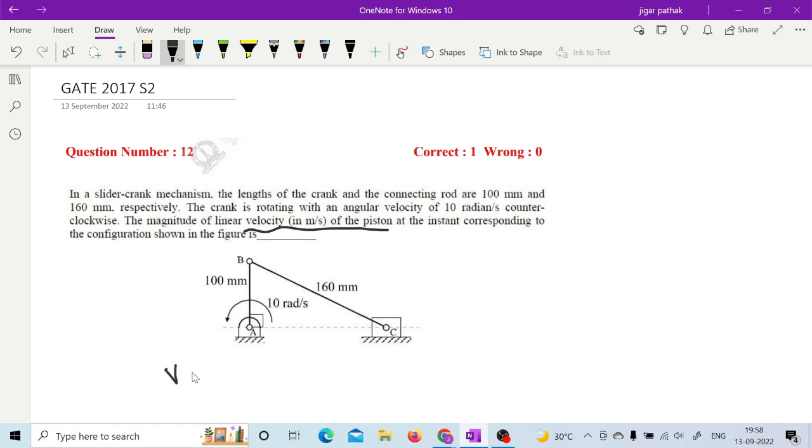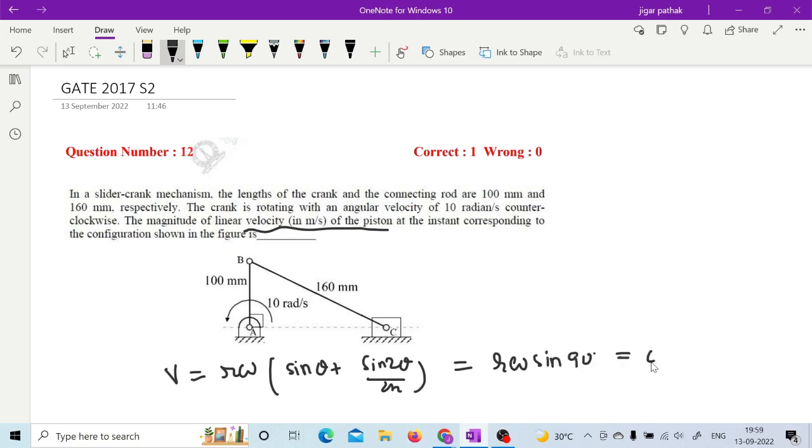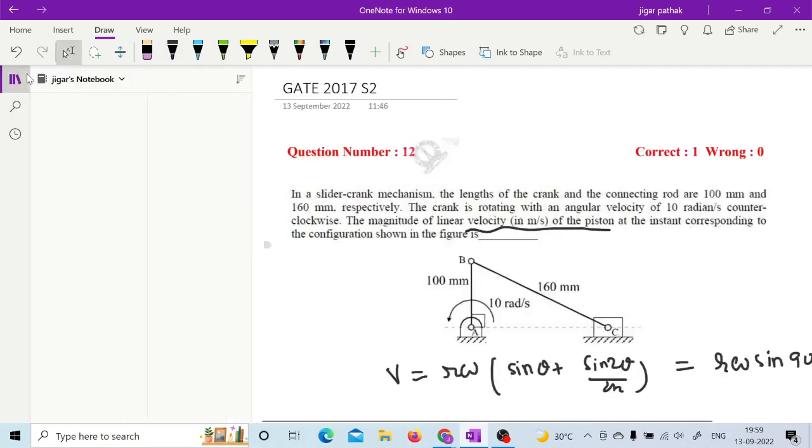Correct, definitely. So the equation which we have derived, you can write that equation: r omega sin theta plus sin 2 theta by 2n. So sin 2 theta by 2n will be equal to 0 because here sin 180 will be there. So you will be left with r omega sin theta, and sin theta is 90. So r omega only. R is 0.1 meter and omega is given as 10. So you will have this 1 meter per second. So is it clear? Yes, sir. Okay, so let us go to the next one.